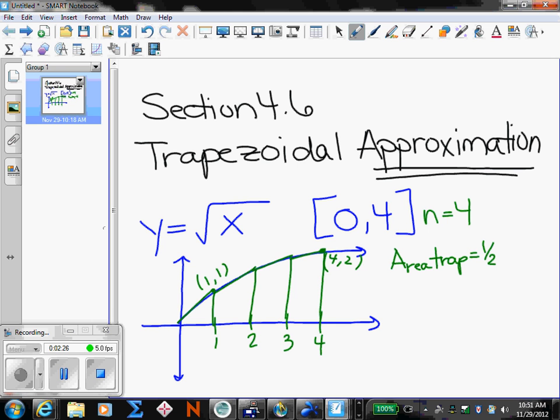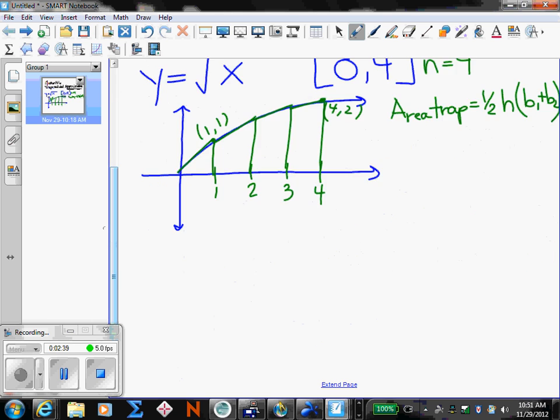It's 1/2 the height of the trapezoid, base 1 plus base 2. So if I'm going to have 4 trapezoids, I'm going to write out the 4 just like I did when we were doing rectangles. And I'm going to find the area of my 4 trapezoids. Again, this first one's a triangle, but I'm going to go ahead and write it like the area of a trapezoid since that's what we're talking about.